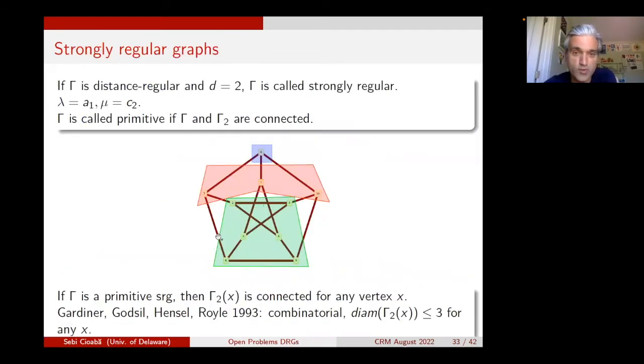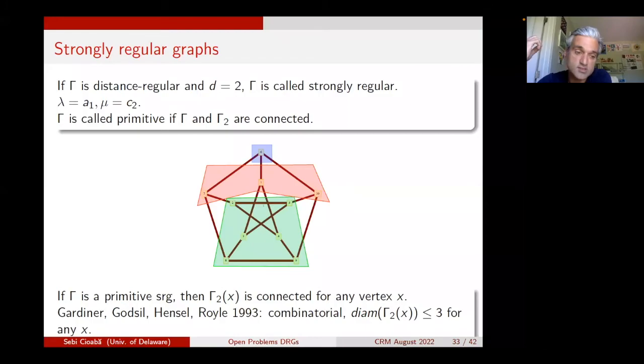So one other quick problem that I want to talk to you about relates to combinatorial properties of distance regular graphs. A strongly regular graph is a distance regular graph of diameter 2, and for strongly regular graphs, it's common to use lambda for A1, mu for C2, or A for A1 and C for C2, depending on which book you learn your algebraic graph theory from. Now, a strongly regular graph gamma is primitive if the graph gamma is connected and its complement, which is the same as the distance 2 graph of it, is also connected.